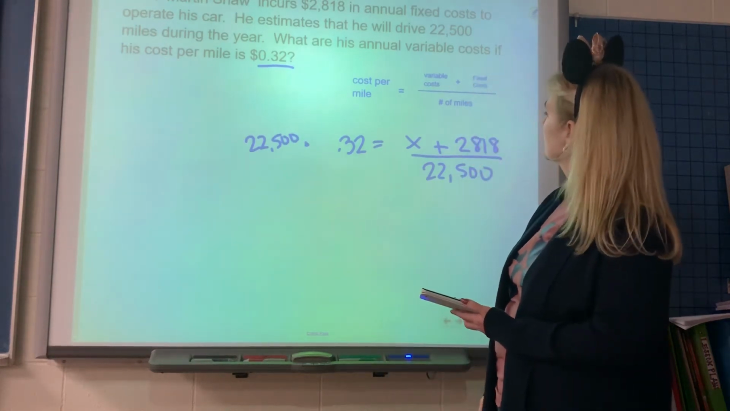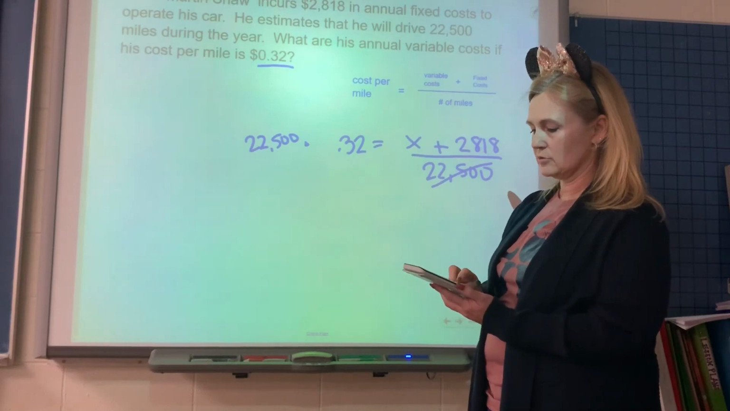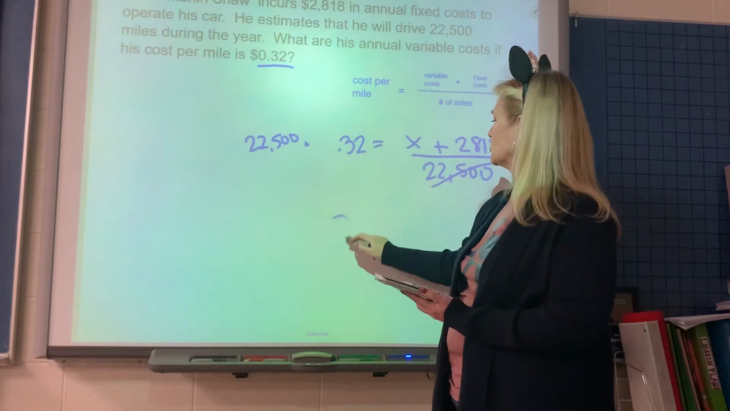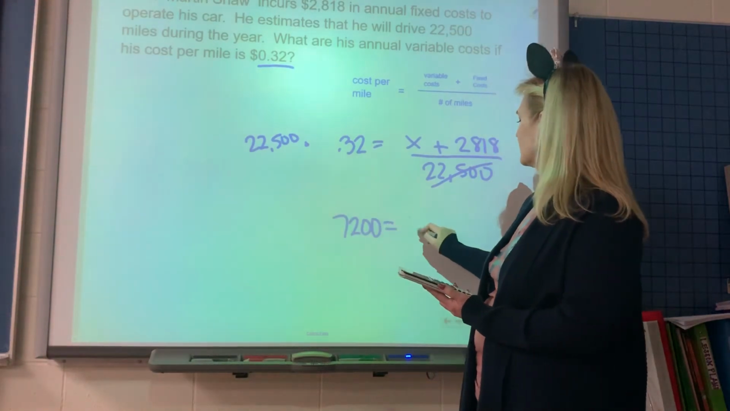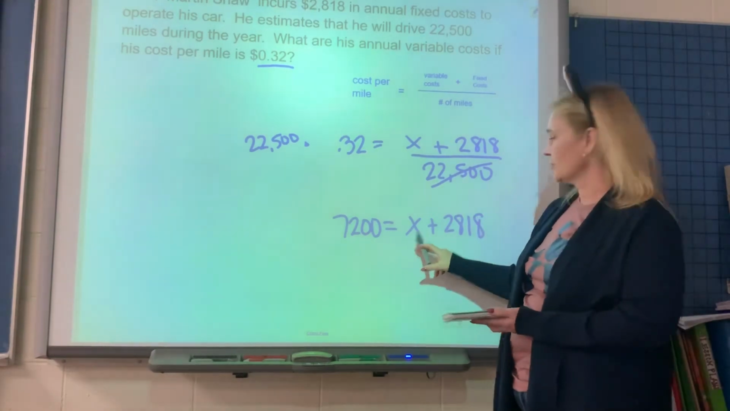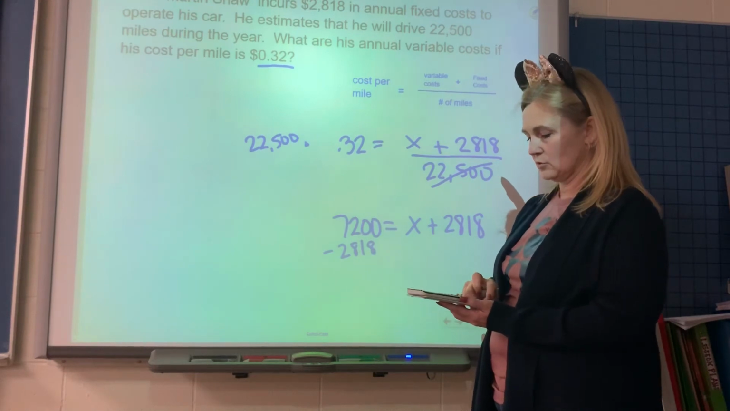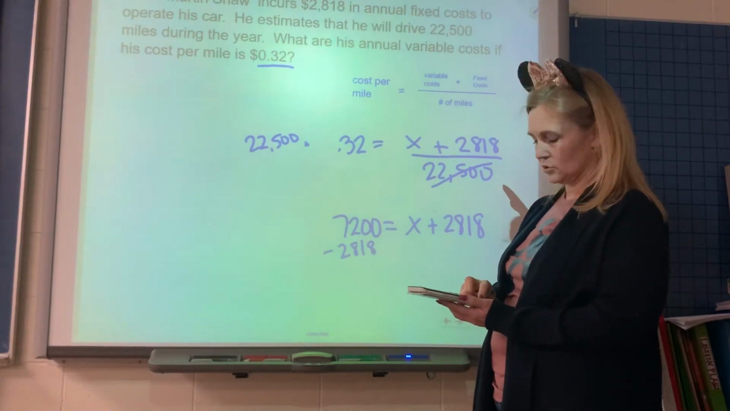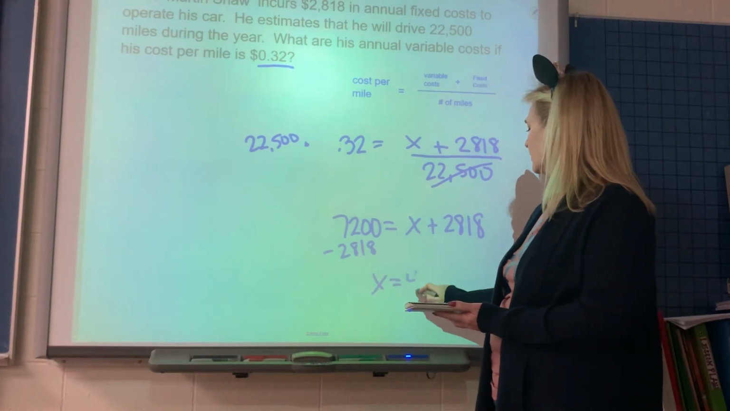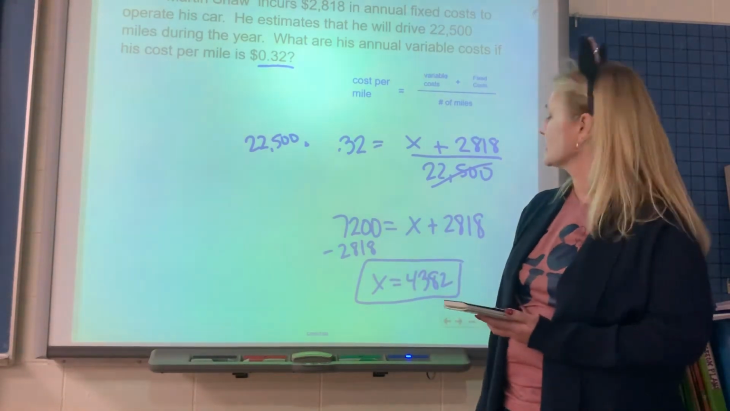That's a lot of miles for a year. To get rid of that and move it over there, let's see, 22,500 times 32 cents a mile would be $7,200 for his costs, both variable and fixed. So when we're trying to find the variable, you're just going to subtract the 2,818 over to the other side. Let's see, 7,200 minus 2,818 gives you 4,382. That would be your variable costs that you can spend.